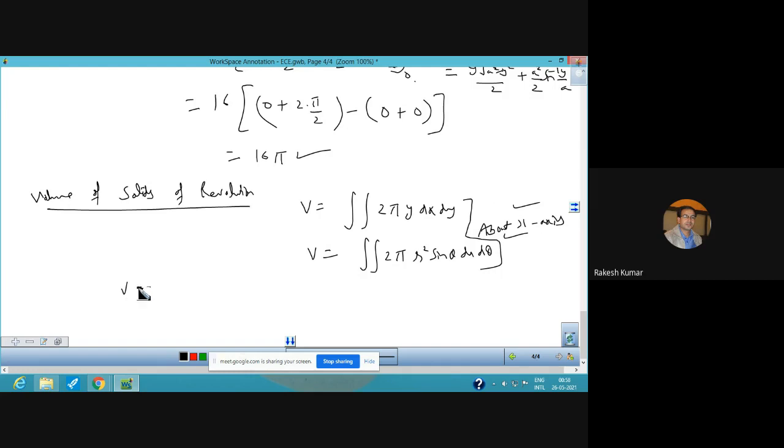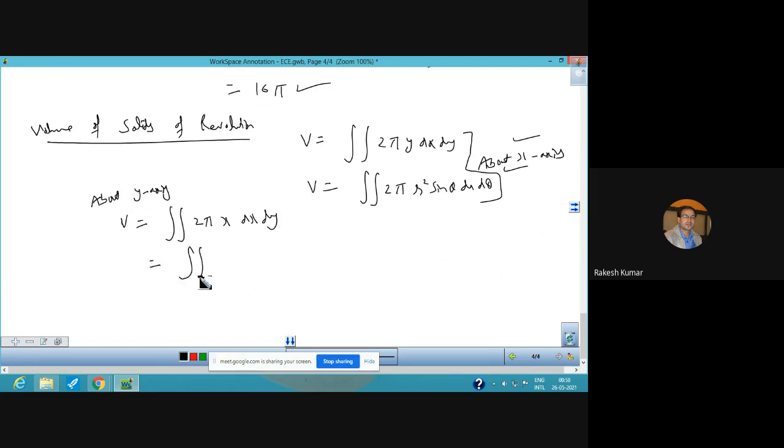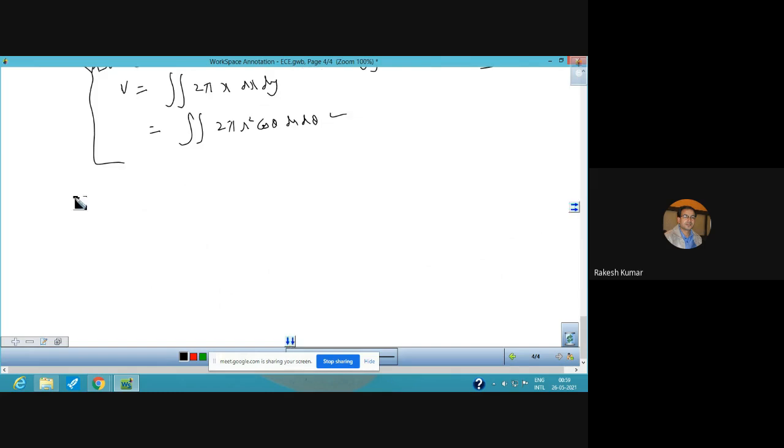And the volume of solids of a revolution about y-axis will be 2 pi x dx dy, and in polar form the formula will be 2 pi r square cos theta dr d theta. So these are the formulas. This is about y-axis and this is about x-axis. So whenever which formula is required, that can be applied.